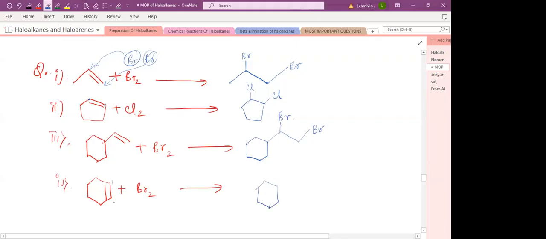Yeah. So this is the first position, second position. So on both the positions, just attach the bromine. Yeah. So that's the final answer. Got it? Yes, ma'am.